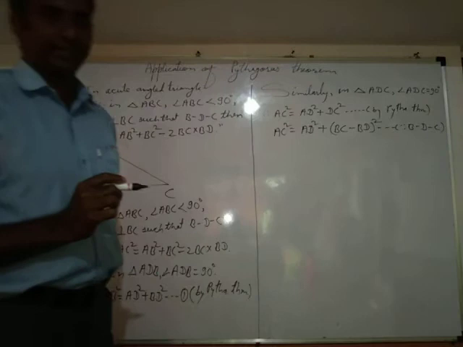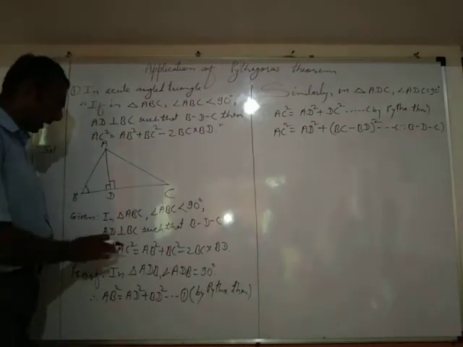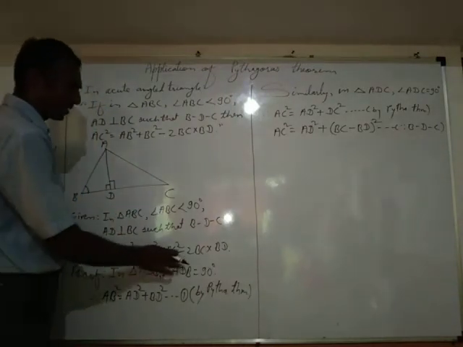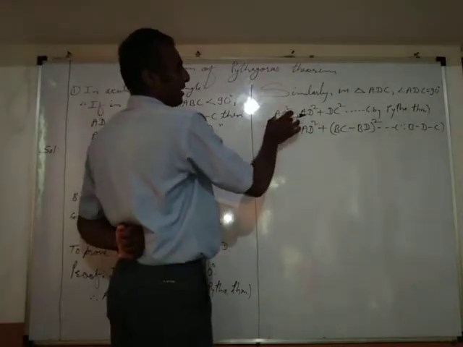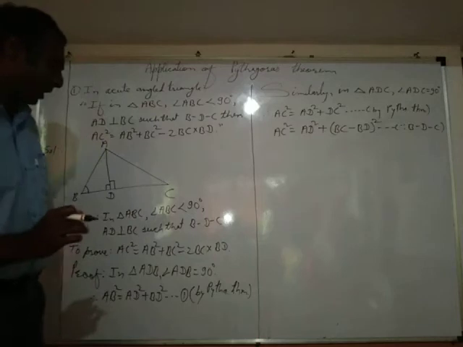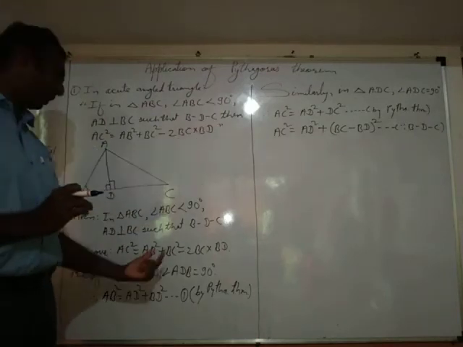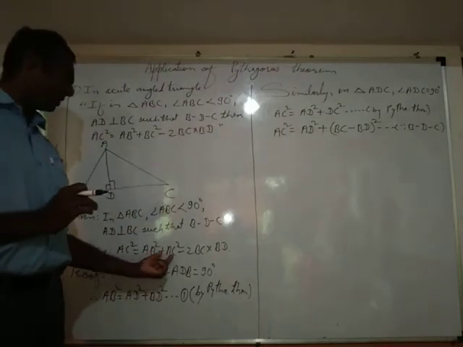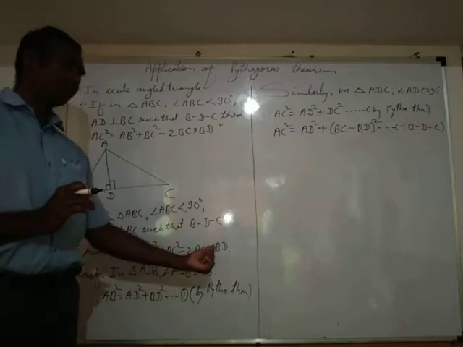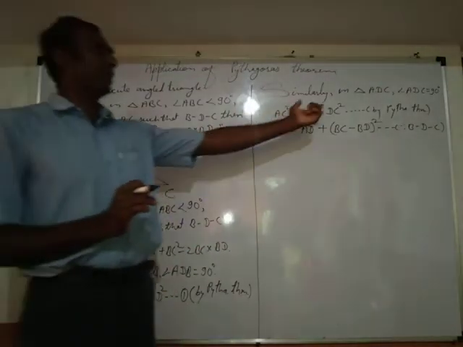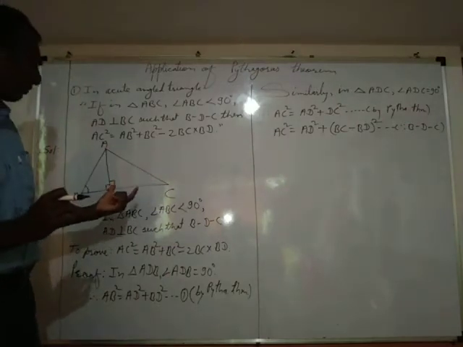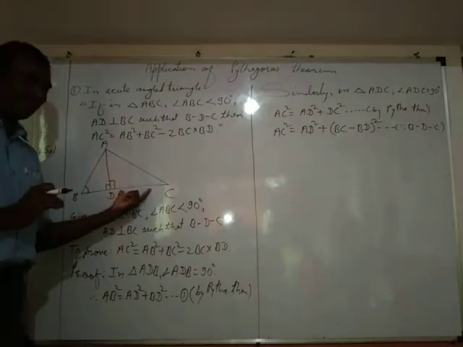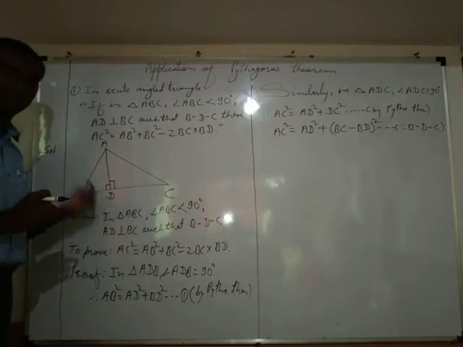Okay, because we are interested to prove that AC square equals AB square plus BC square minus twice of BC into BD. But according to Pythagoras, we have just AC square equals AD square plus DC square. Instead of that, we want AB square plus BC square minus twice of BC into BD. Means we are going to convert that result in terms of AB and BC. That's why we replaced DC as BC minus BD.